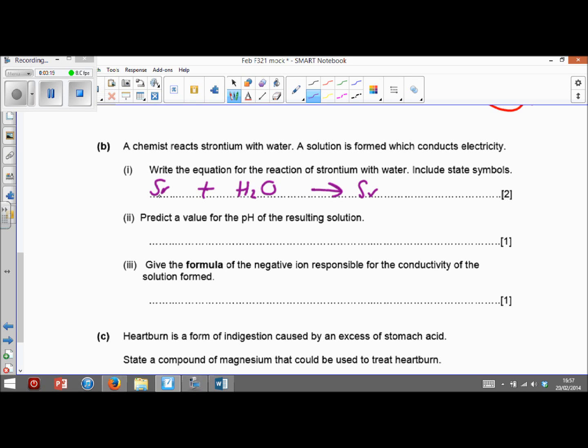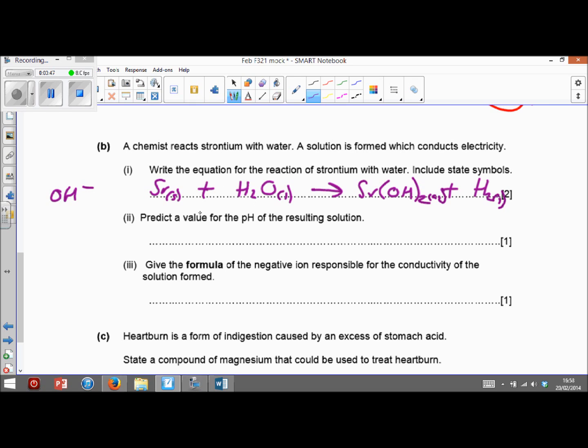Now, remember, strontium is a group 2, and hydroxide is a minus charge, so you've got to have 2 of these to every 1 strontium. And you're also going to get hydrogen given off. You need state symbols. Strontium is a metal, so it's a solid. Water is a liquid. Conducts electricity, it's got to be aqueous, and hydrogen's a gas.